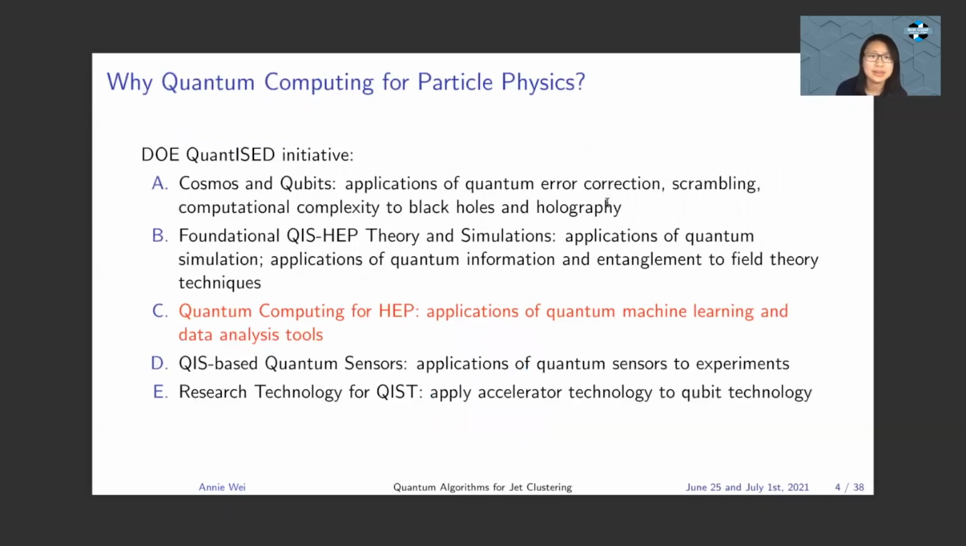But specifically, the applications we're concerned with are in particle physics. So actually, if you look at the slide, there are quite a few applications of quantum information to high energy physics. And we're going to be concerned with point C over here, which is basically applications of data analysis tools.